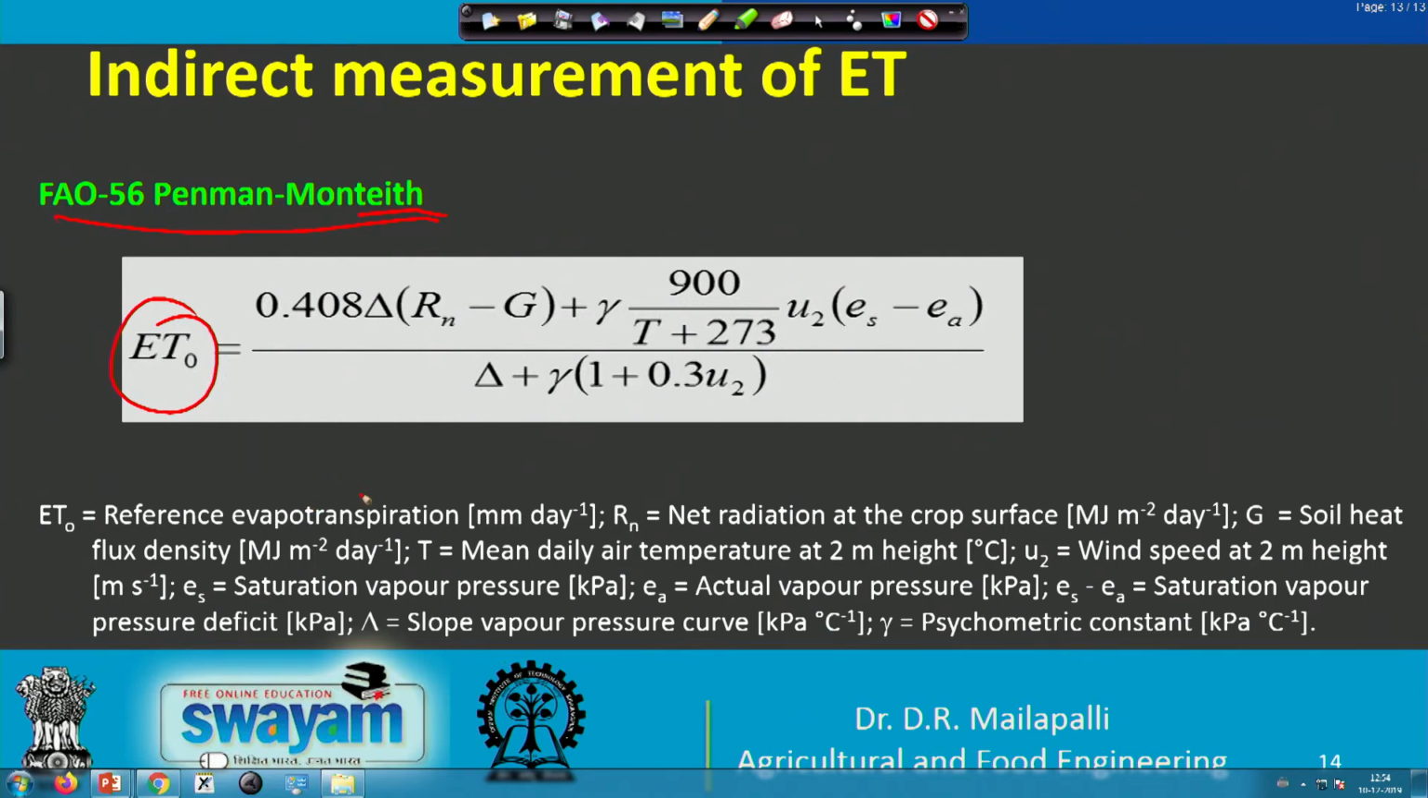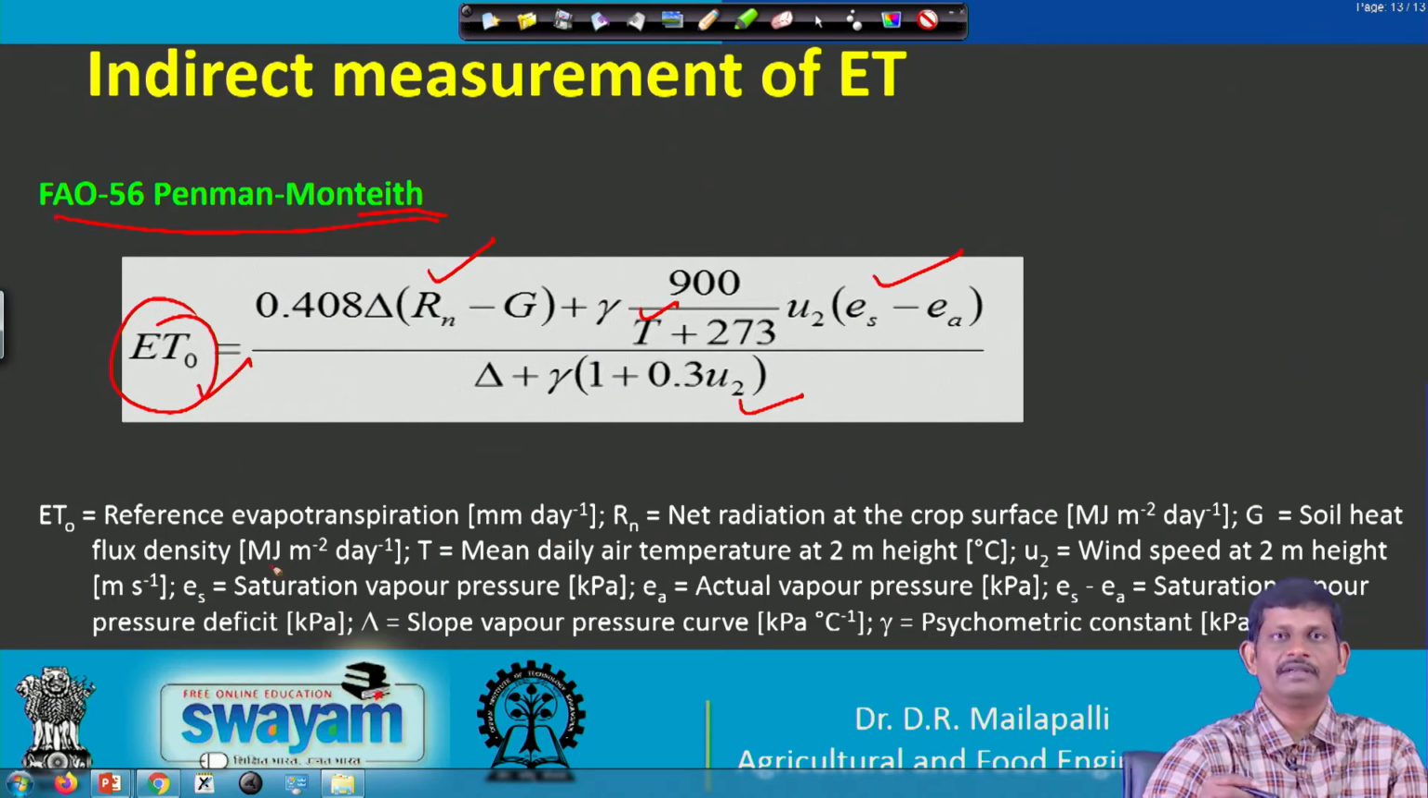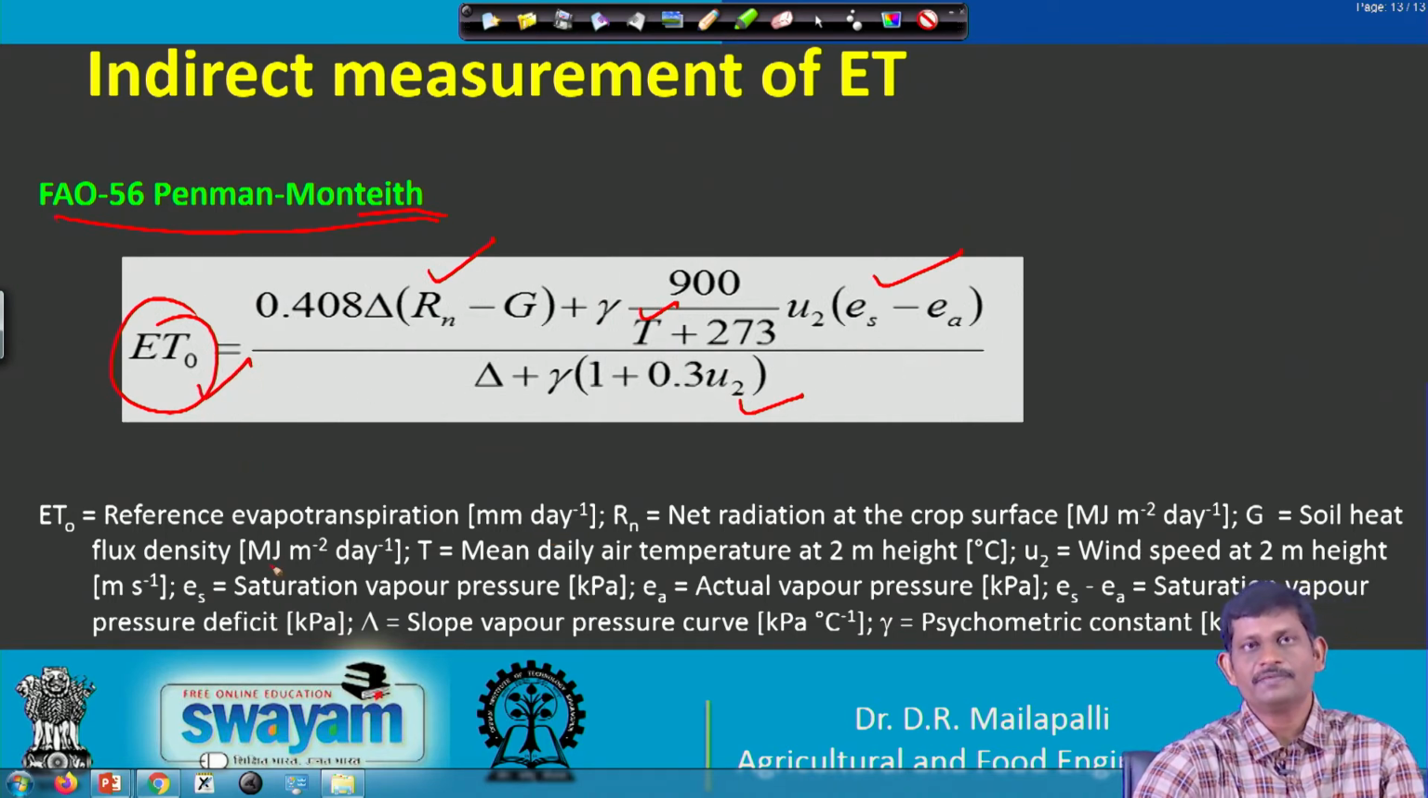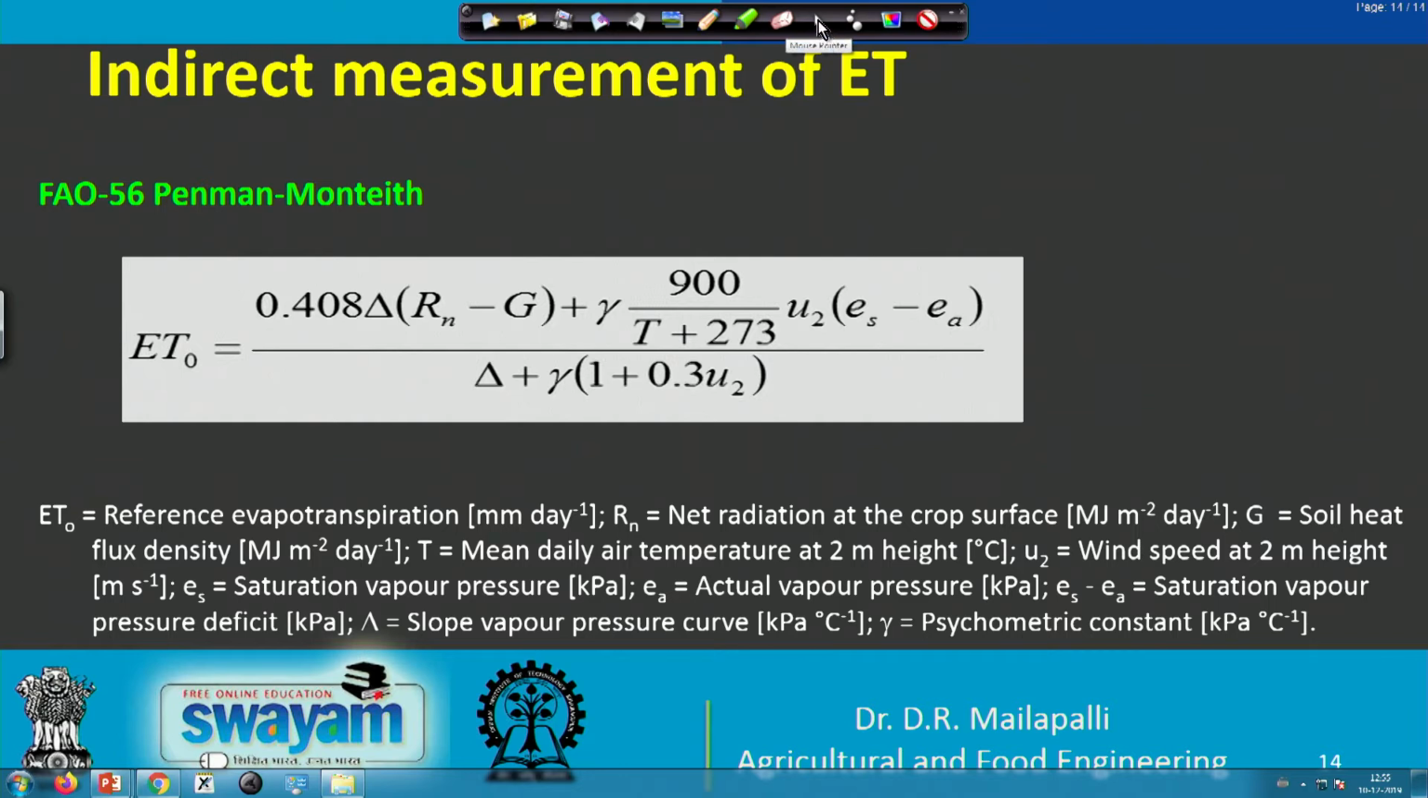If you see here, there are radiation terms, wind velocity, vapor pressure difference, and temperature. I think that is why this is called a combination method. So, knowing ET0, you can multiply it with the crop coefficient and the soil moisture stress coefficient, and then you get the ETc as I explained before.